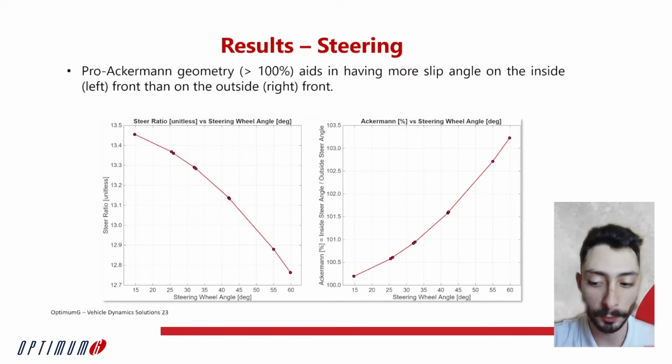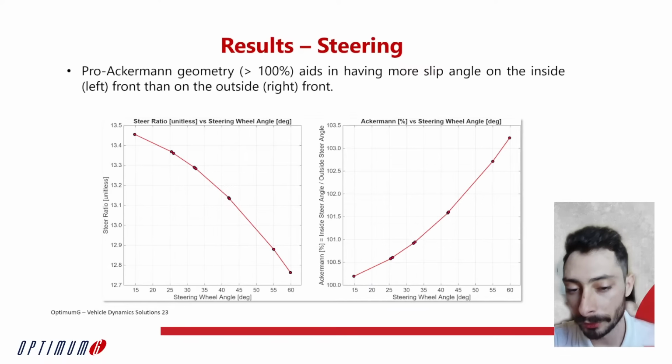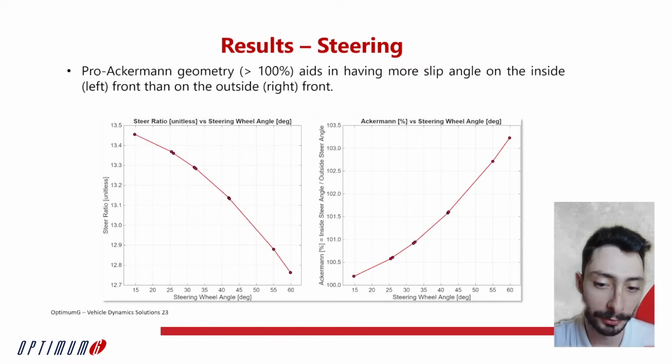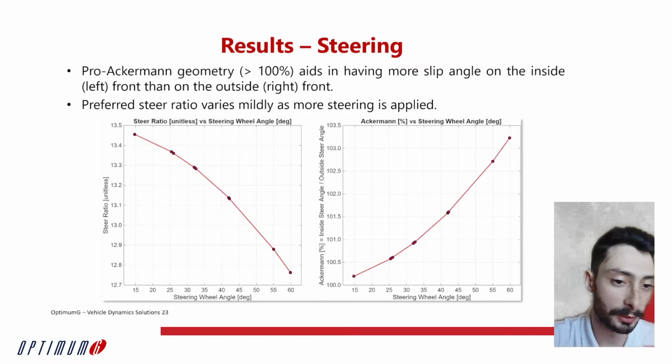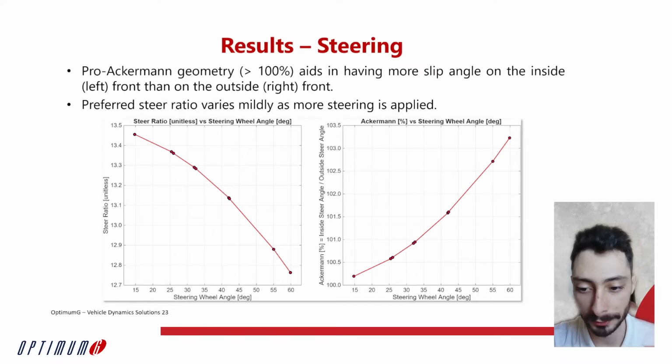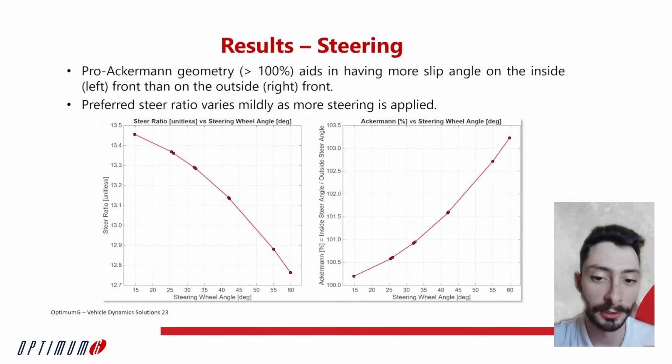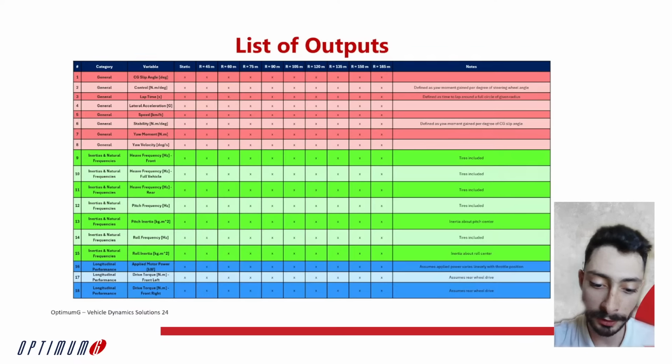And this is one of the reasons why we saw earlier that the inside front tire will have a greater slip angle value than the outside tire on the front axle. Also, the steer ratio of the car is varying in this example, though it doesn't vary too much, but it's also something that we can modify depending on the way that our suspension and steering kinematics is built on the car. So these are just some of the main results that I wanted to bring to you.